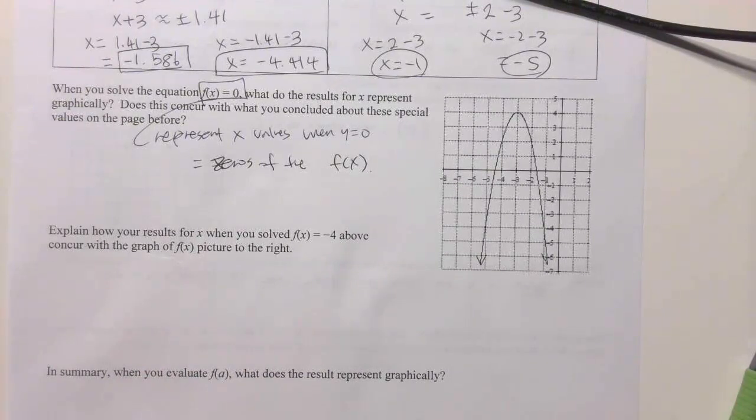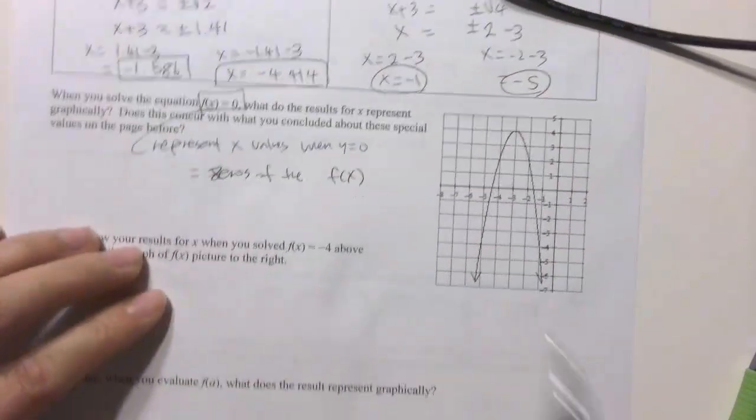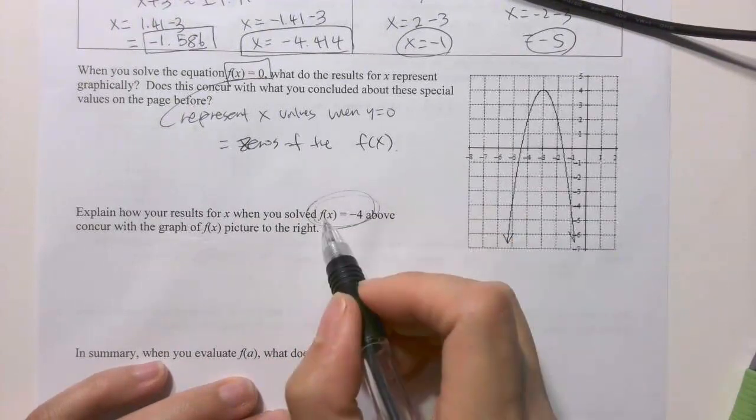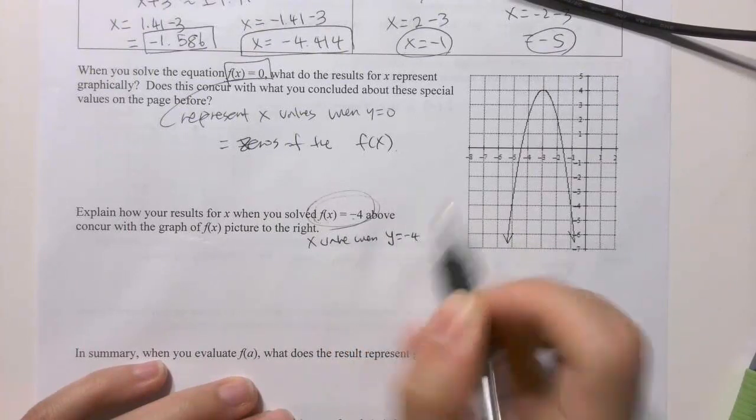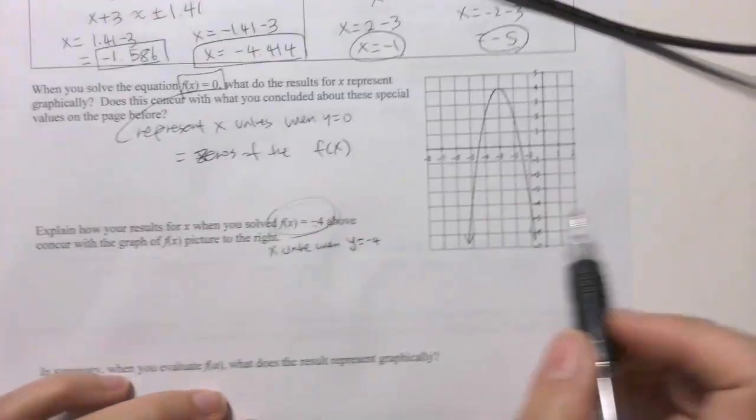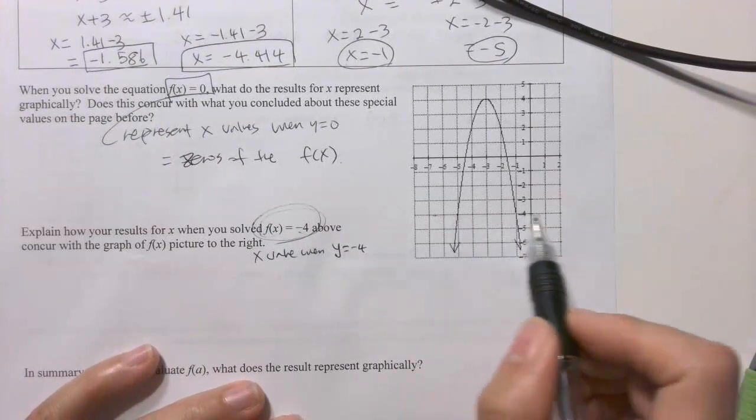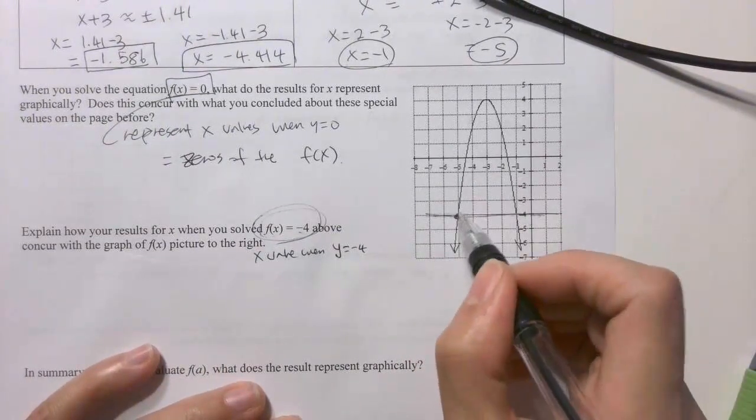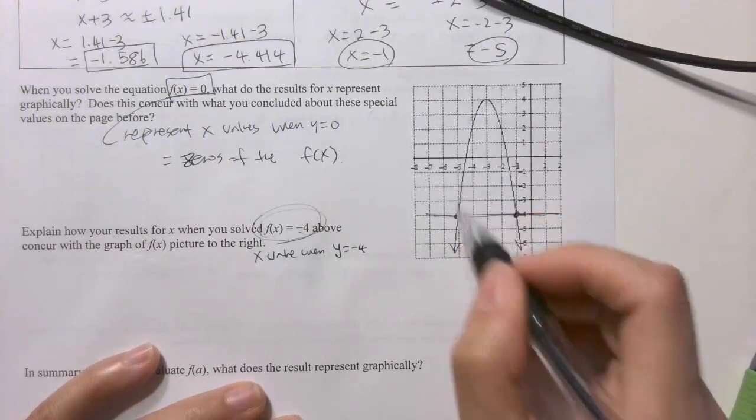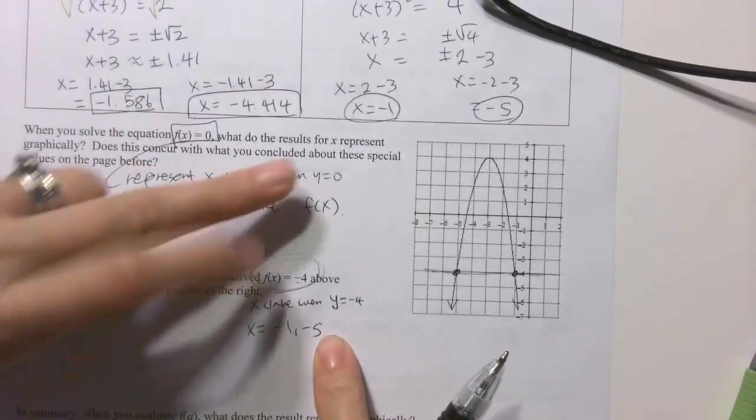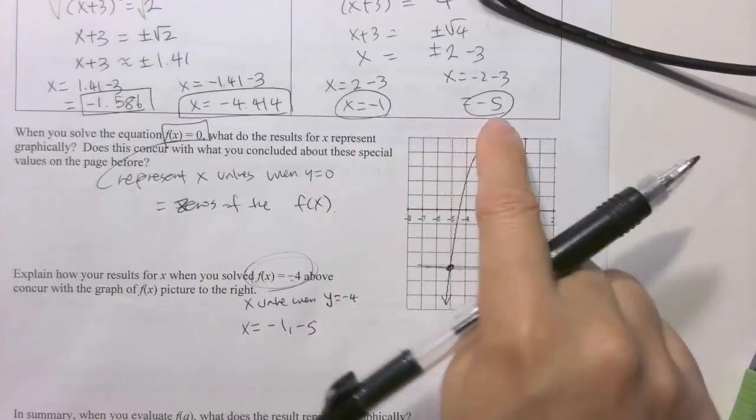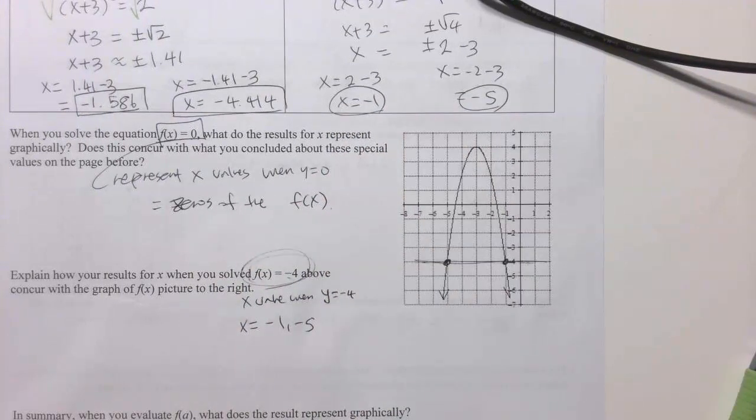Cool? Alright, explain how your result for x when you solve above concurs with f of x to the right. So, what does that mean again? This means x values when y is equal to -4, right? Because that's where the y goes to. Look at the graph. When y is -4, what are your x values? -1 and -5. So the x values are -1 and -5. Is that the same as what you find over here? Yep. So matching. So that's good.